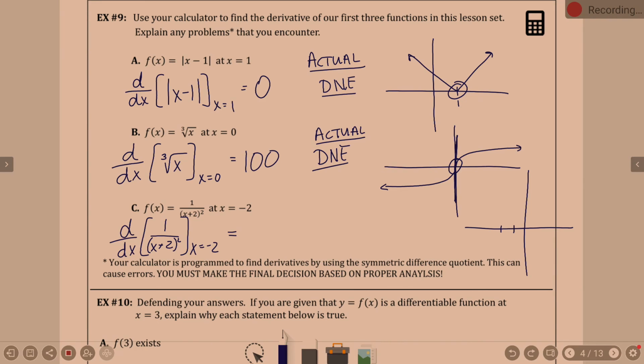Did you get an answer? 2? 0? Okay. Now, if you go back to the graph we did at the beginning, x plus 2, 1 over x plus 2 squared, there's a vertical asymptote at -2. And my graph approaches that asymptote from both sides. If there's a vertical asymptote, can we have a slope of 0 at that point? No.